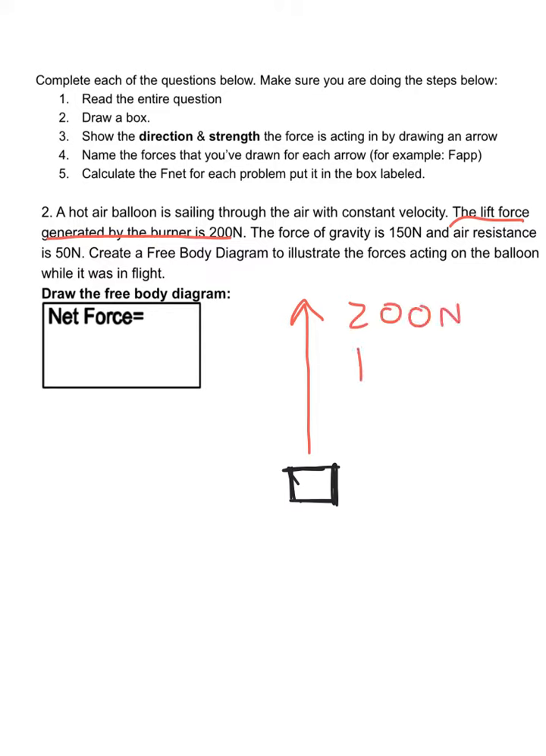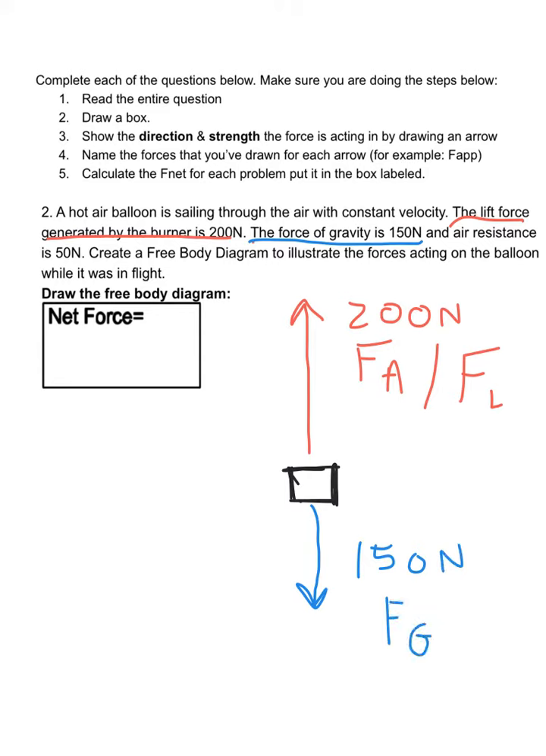So a couple of you would put force applied because it's a push or a pull, or if you put FL for force of lift, that would be okay too. It says that the force of gravity is 150 newtons, and gravity pulls down, so I'm going to draw my 150 arrow down, 150 newtons down, force of gravity, and then air resistance is 50 newtons.